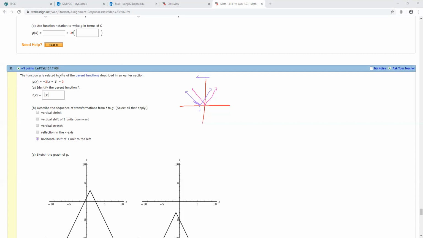And then this is what? Since it's outside the function, is that a horizontal or vertical? Vertical. And do we do the inverse of what this says or what it says? What it says. Which would be what? To move down the whole graph 3. And that'll be the last thing we would do, okay?